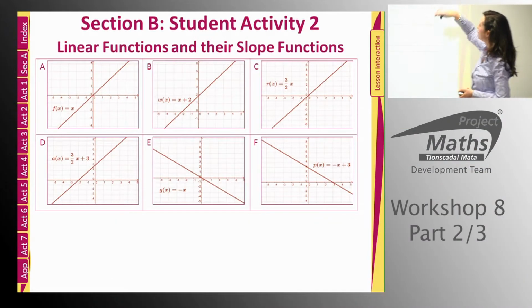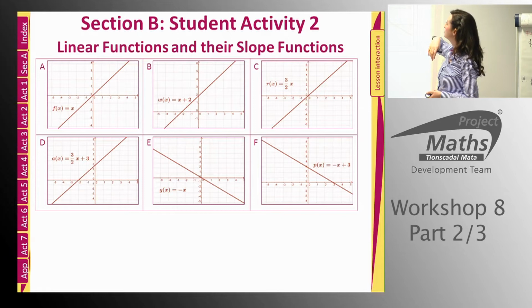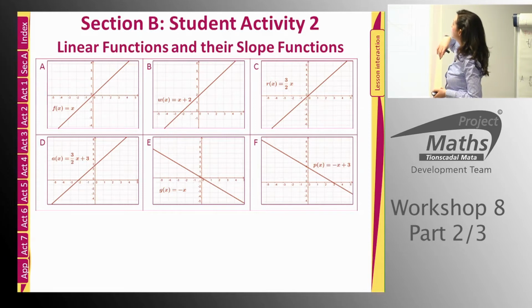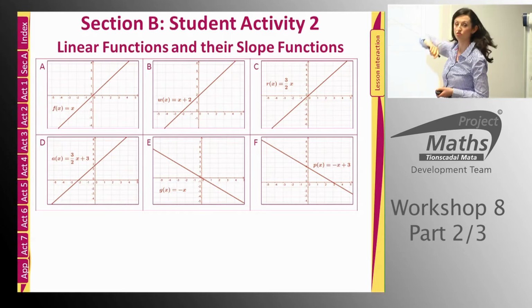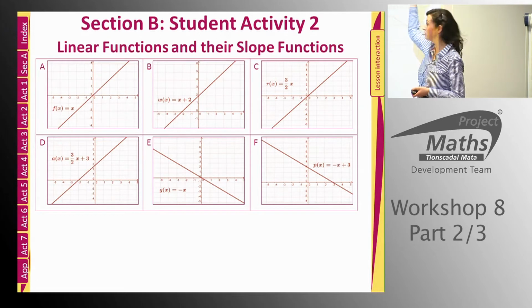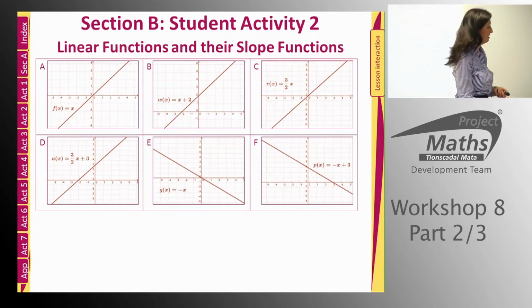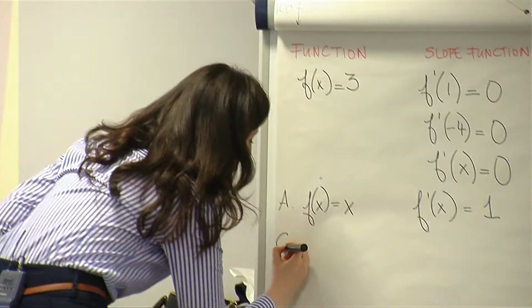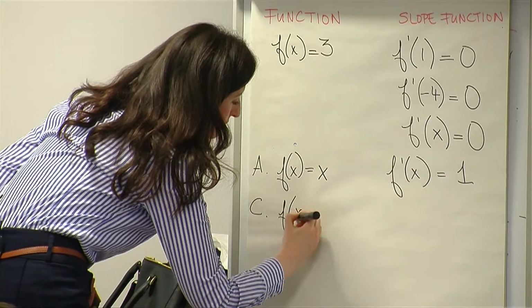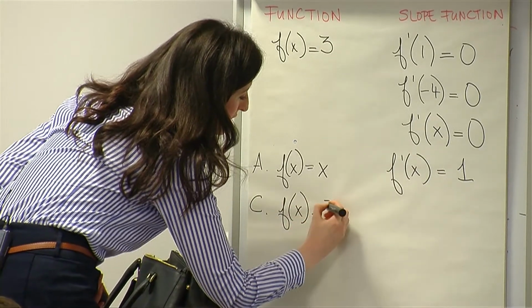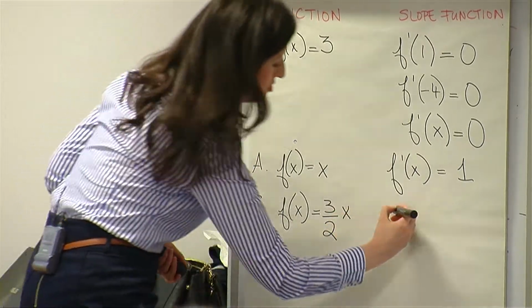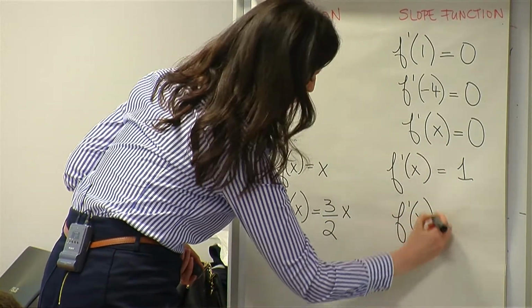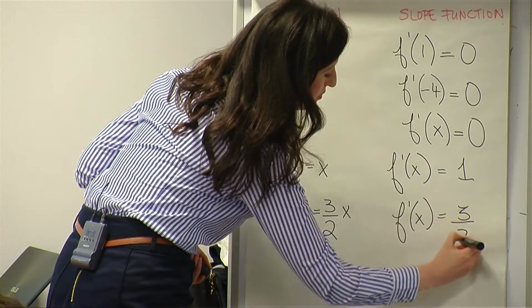For f of x equals 3 over 2 x, what's the slope of that line? What's the rate of change at the instantaneous point x equals 1? 3 over 2. Perfect. And it's going to be 3 over 2 at any point along that line. So let's have a look here. We just keep track of everything that we're doing. So we have 3 over 2 x, so f dash of x equals 3 over 2.